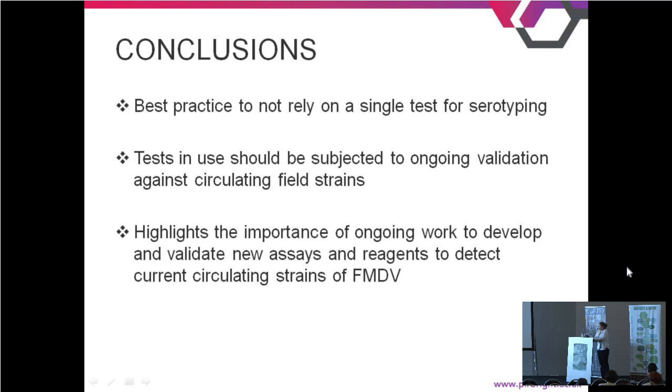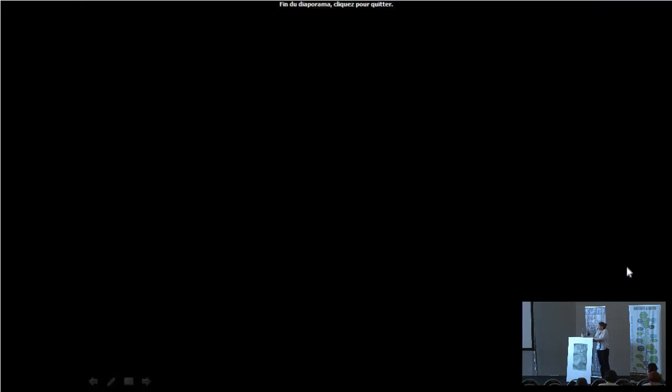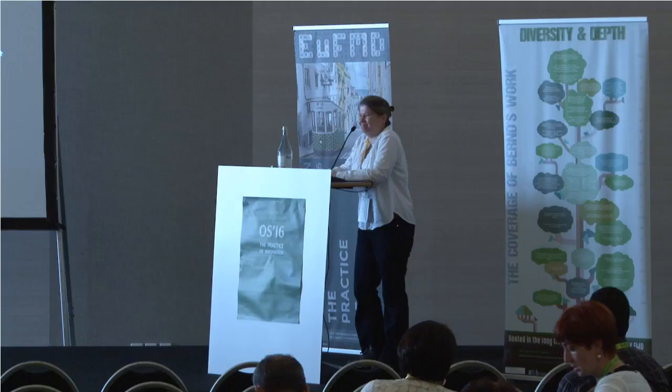And any tests in use in the lab should be subjected to ongoing validation against circulating field strains, and that's really where we're hoping that the panel of the isolates that Ali spoke about yesterday will be useful to everyone who might want to keep up with the field strains. And it highlights the importance of ongoing work. There you go. So thank you very much for your time. And if you have any questions, please come and talk to me by the poster or grab me at lunch.